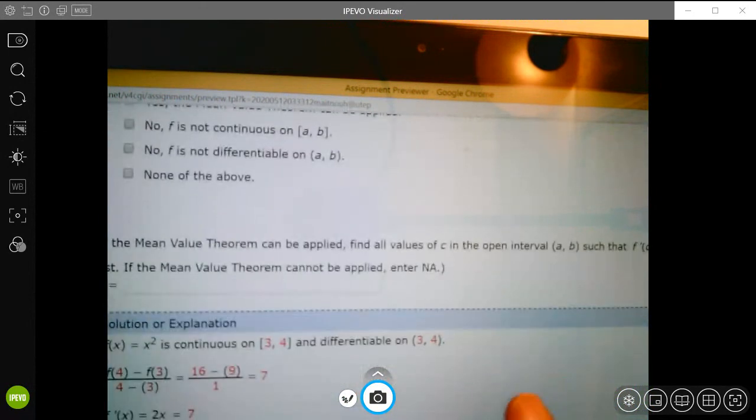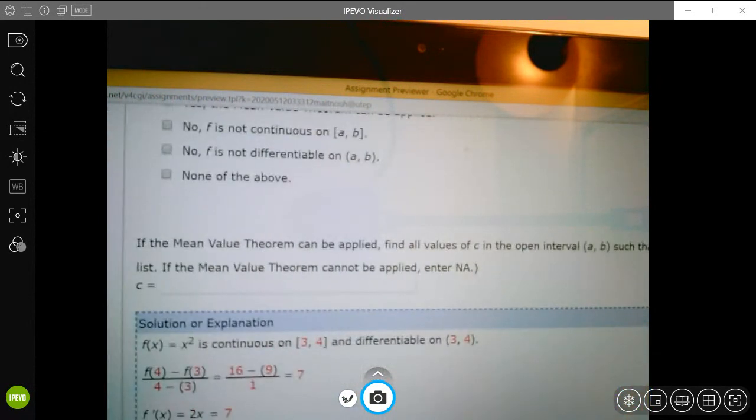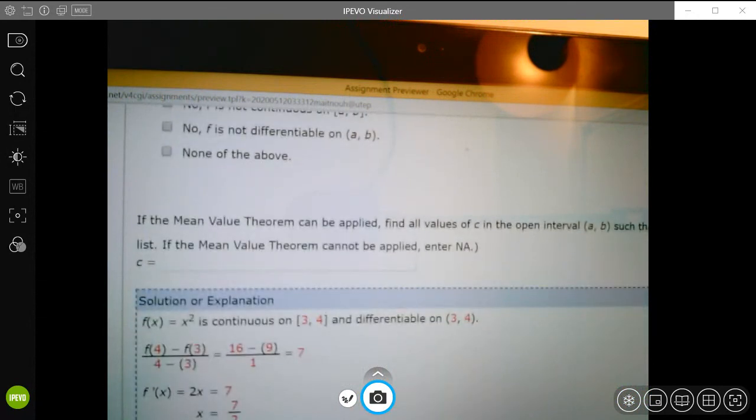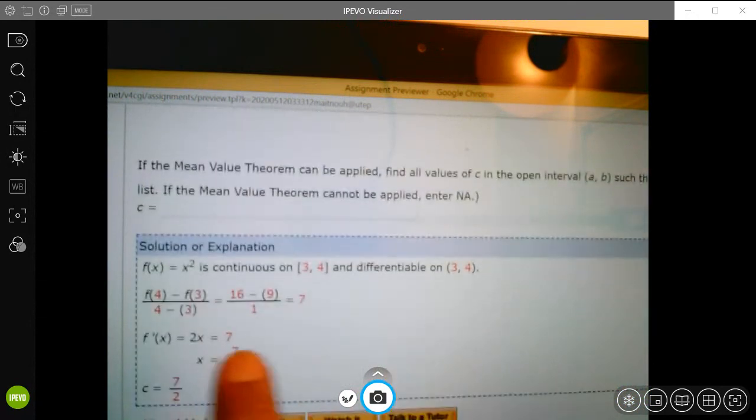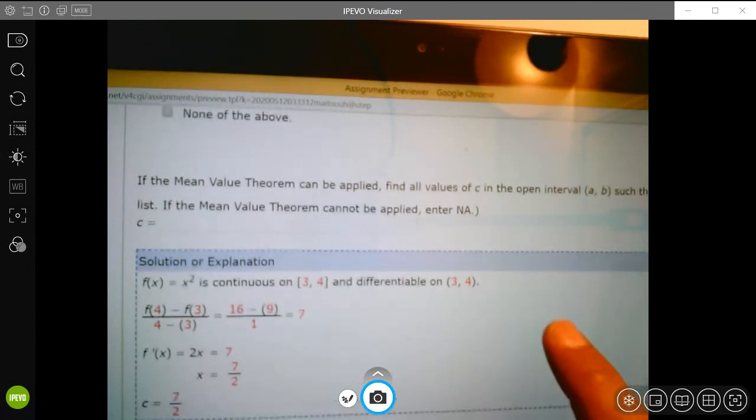So I can apply f of 4 minus f of 3, which is 7, will be f prime of x. Then you can solve it. 2x is 7. So x will be 7 over 2.